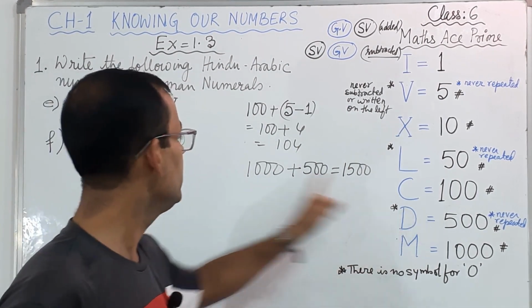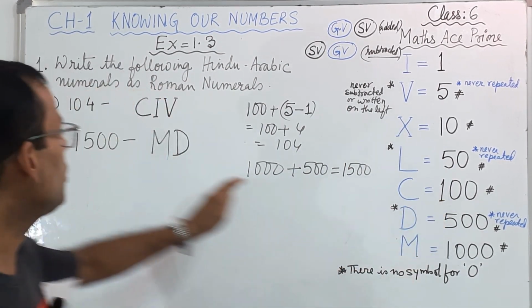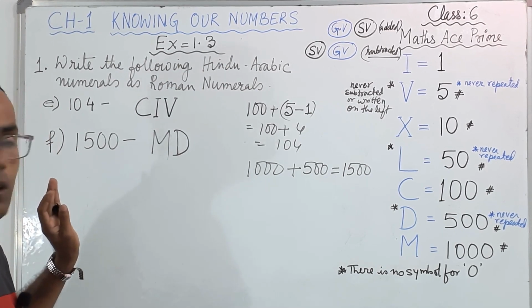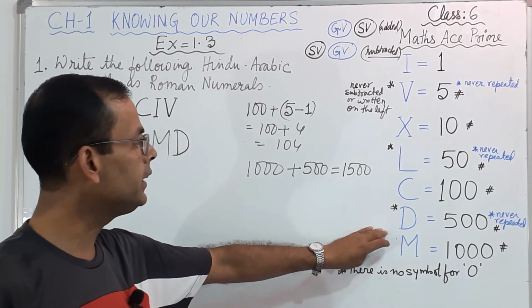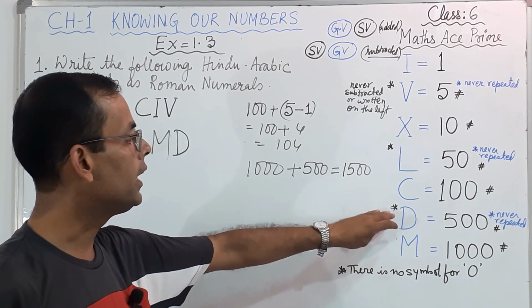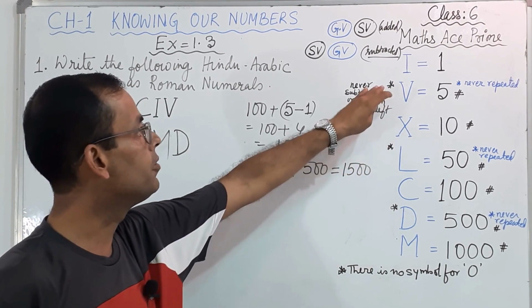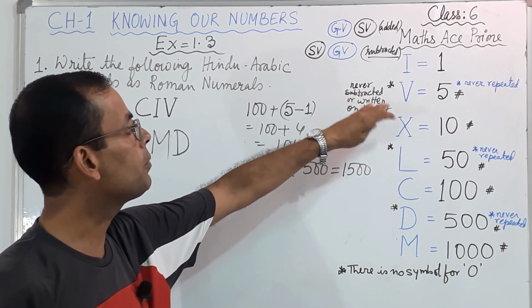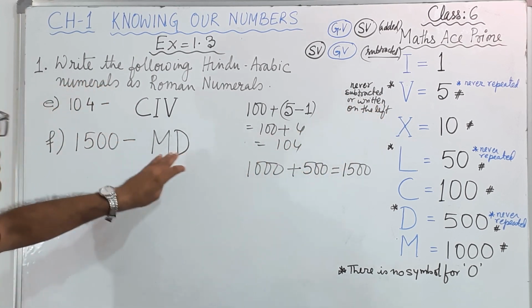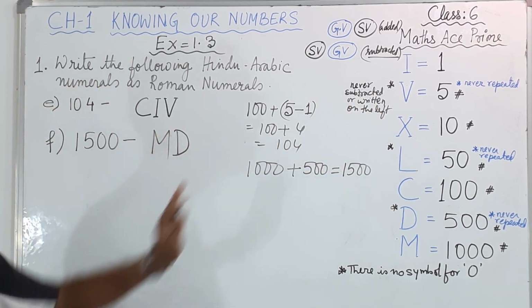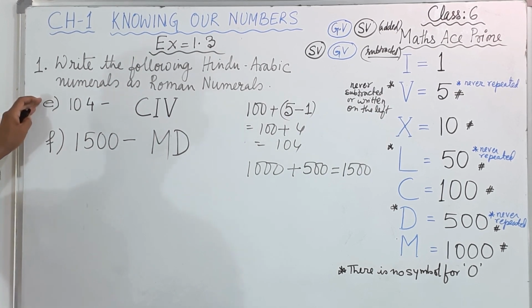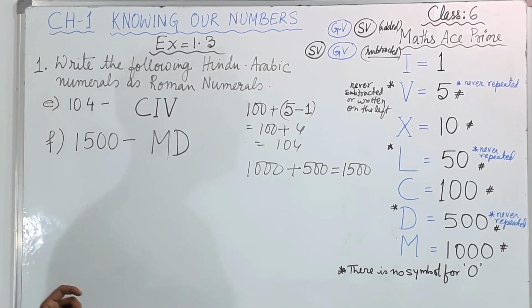Okay. So D, they have told, is never repeated. So D is never repeated. And then there is no star mark also. Like D, L and V, they are never subtracted or written on the left. So D is not written on the left, it is written on the right only. So I hope you have understood E and F nicely.